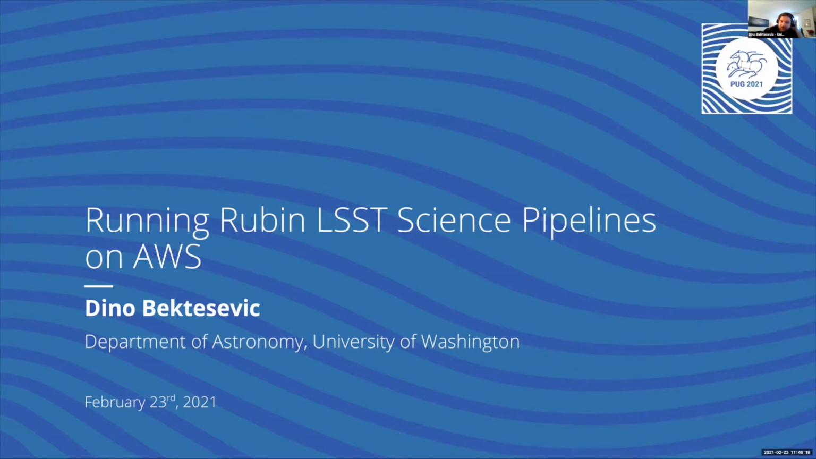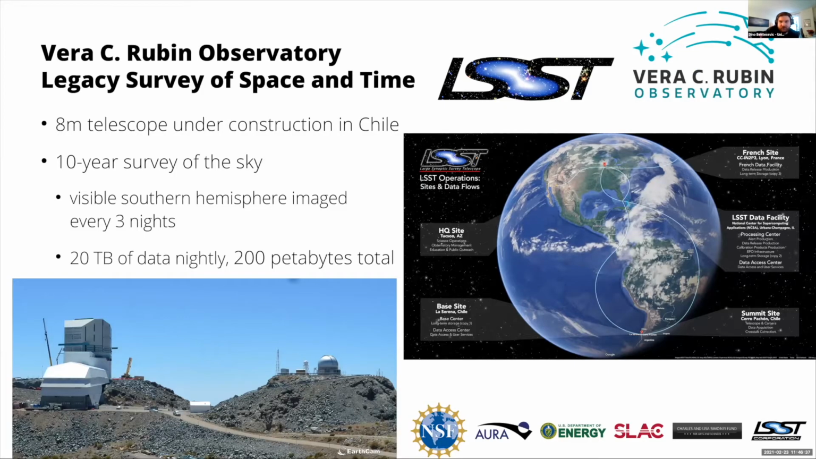So I'm going to first tell you a bit what Vera Rubin Observatory is, then what their science pipelines are and what they do. And then I'm going to talk a bit about how we run them on AWS and why. I'm going to try to keep it short, but if you have any questions, feel free to post them in chat.